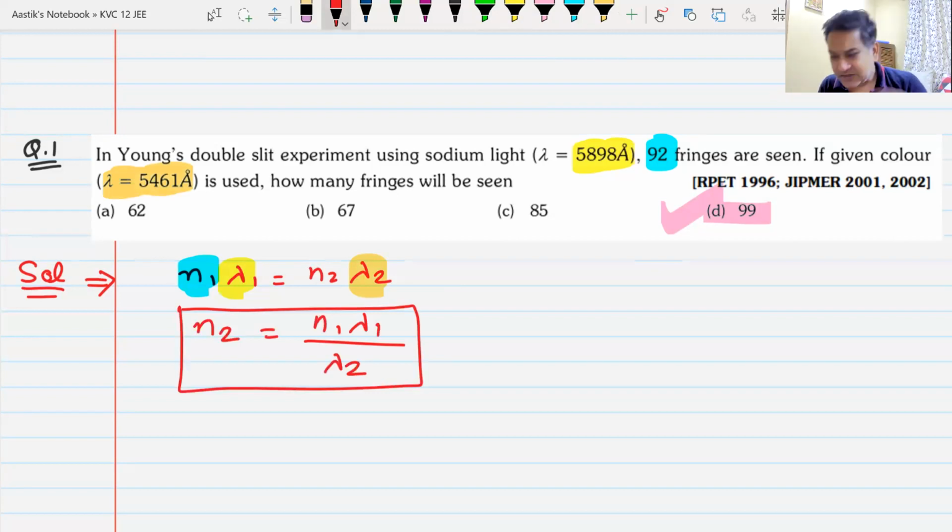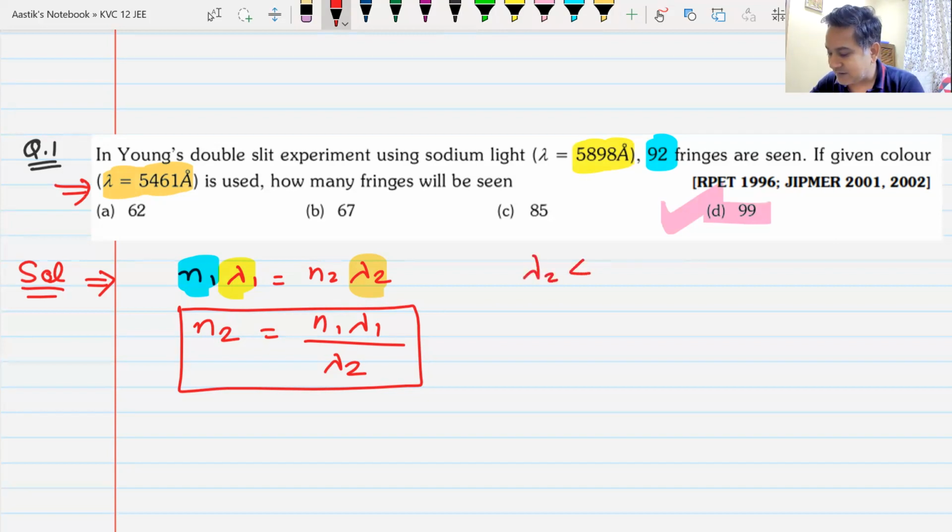Yes, sir. But actually, there was no need of even calculating it. You see, if you can use your brain sharp enough, you don't have to calculate anything and you will still get the answer. When I look at it, lambda 2 is less than lambda 1. Yes or no?